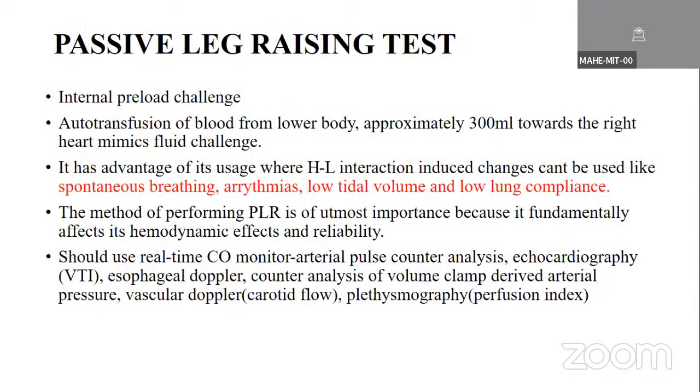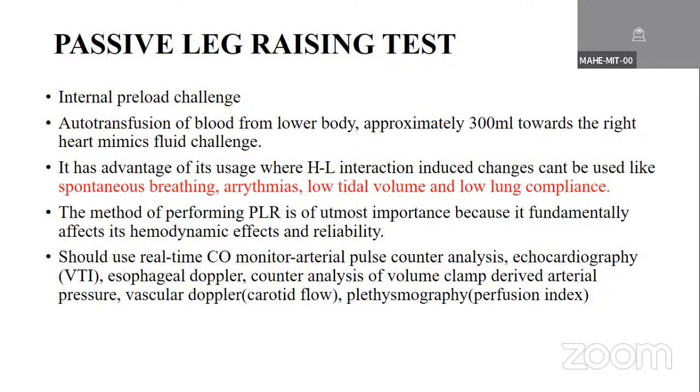Next is the passive leg raising test. This is an internal preload challenge test where we need not use an external fluid to see if the patient is fluid responsive or not. We can use auto transfusion of approximately 300 ml of blood from the lower body towards the right heart, which mimics the fluid challenge.